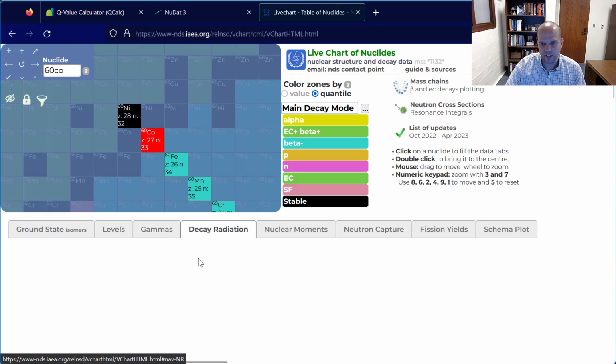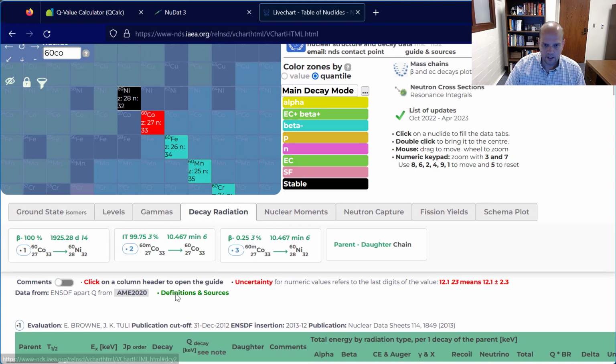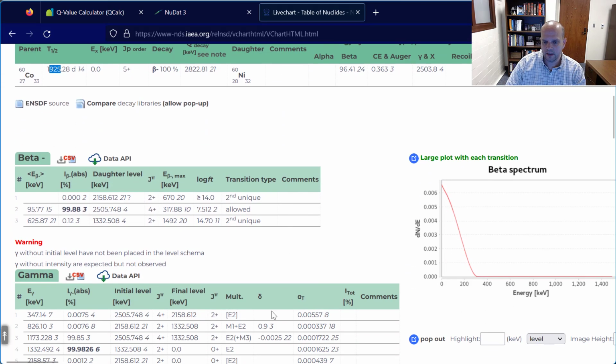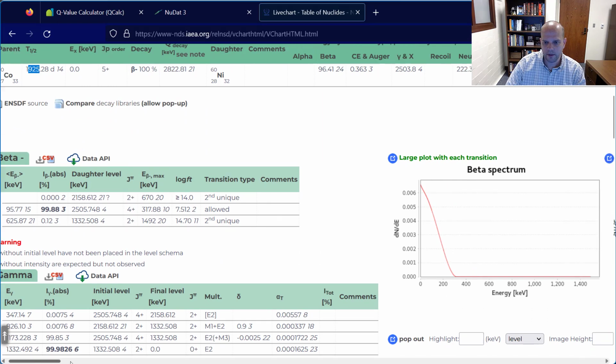And if I go to here to decay radiation, this particular radioisotope is going to go through a beta minus decay. It's going to have a half-life of 1925 days. It ends up being a little over 5 years, I think. But if I scroll down a little bit, I see these other plots. Let's just talk about those for a minute.